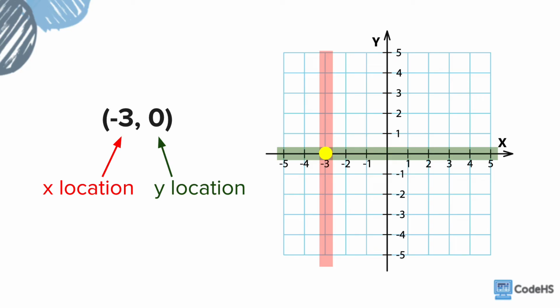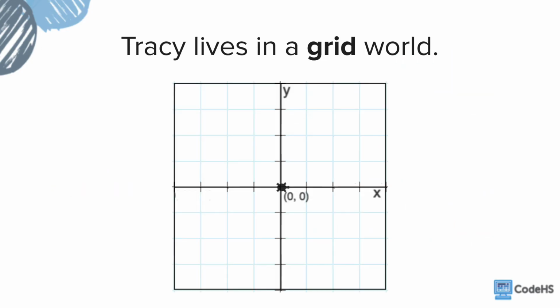Okay, now let's see how we can use our understanding of coordinate systems to learn more about Tracy's world. Tracy lives in a grid world. Her world is a coordinate system with positive and negative x and y values. At the center of her world is location 0, 0. The x-axis values go from -200 to +200, and the y-axis values go from -200 to +200 also.